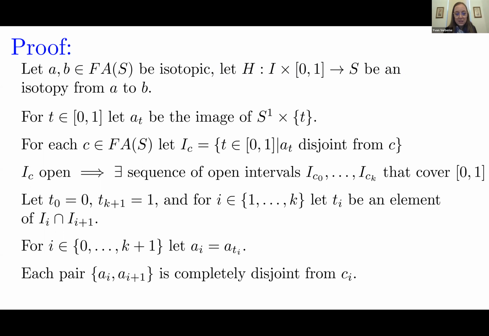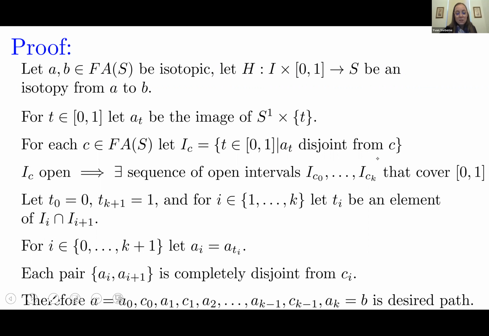So something to notice is that for each pair, A_i and A_{i+1}, you're going to be disjoint from C_i purely because of this intersection here. And from the definition, A_T is going to be disjoint from C_i. So this means we're going to create a path that starts at A_0, goes to C_0, goes to A_1, goes to C_1, and so on and so forth until I get to C_k, which gives me my desired path.